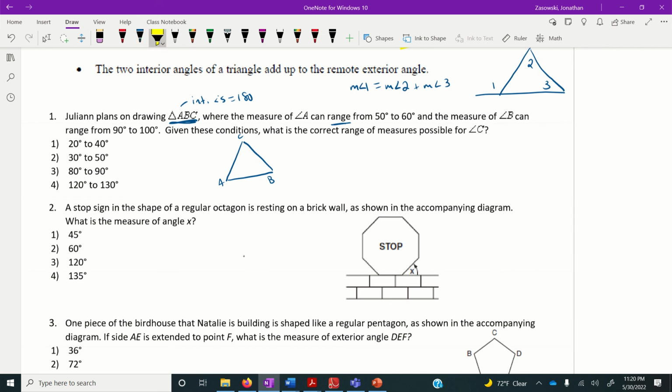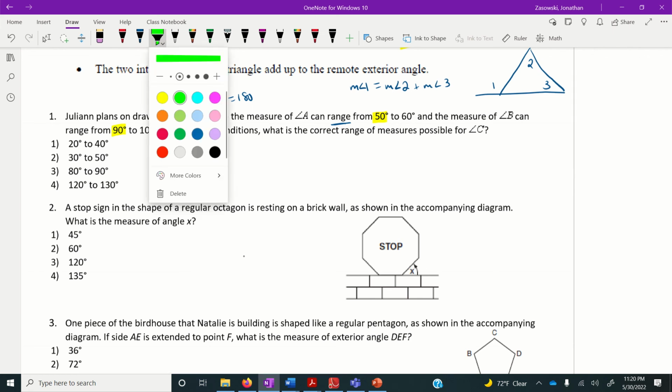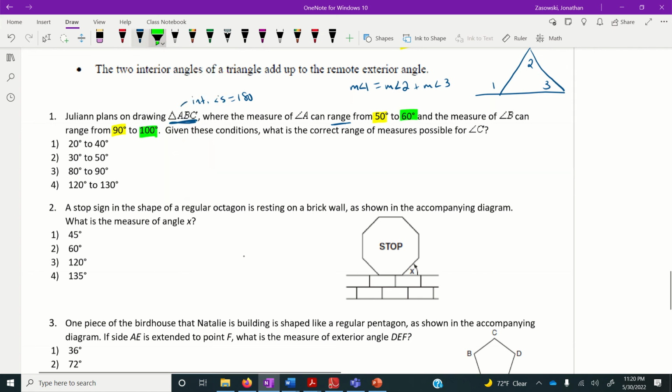So really what you want to think about, I'm not going to draw a triangle, it gets a little confusing, is we're going to think about the smallest numbers together, and then we're going to think about the biggest numbers together. And what would that range be? If we compared 50 and 90, that's equal to 140. And so if we take 180 and subtract away the 140, that leaves 40 degrees left over. On the other side, if I add the biggest degree measures together, 60 plus 100 is 160. We take all that away from 180. That leaves me with 20.